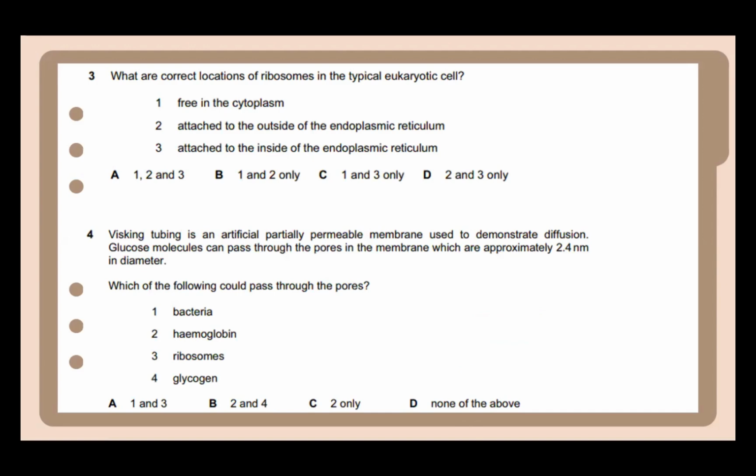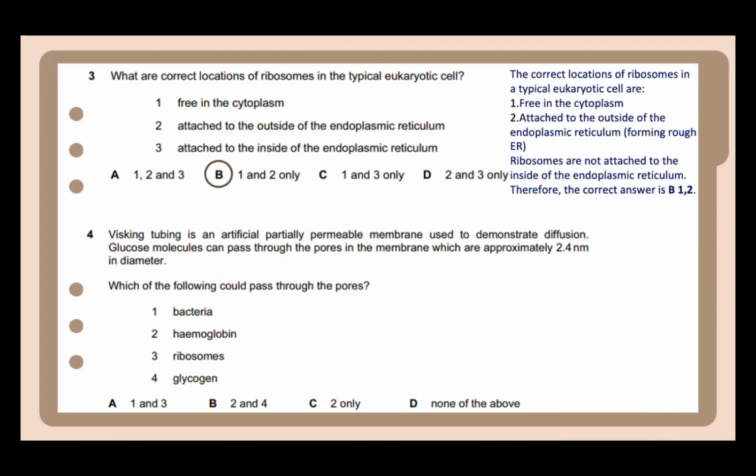What is the correct location of ribosomes in a typical eukaryotic cell? The correct locations of ribosomes in a typical eukaryotic cell are free in the cytoplasm and attached to the outside of the endoplasmic reticulum, which forms rough ER. And statement 3 is not correct, as ribosomes are not attached to the inside of the endoplasmic reticulum.